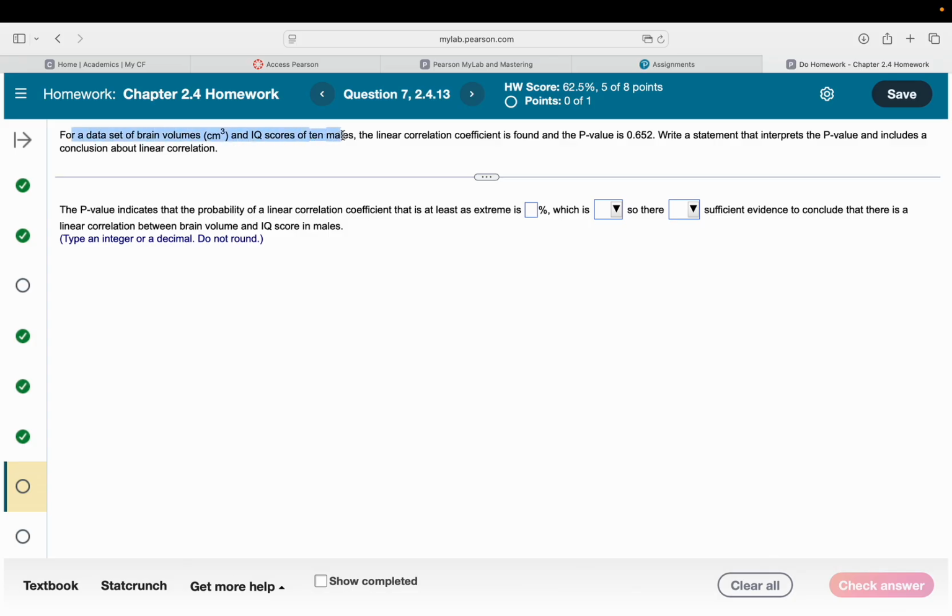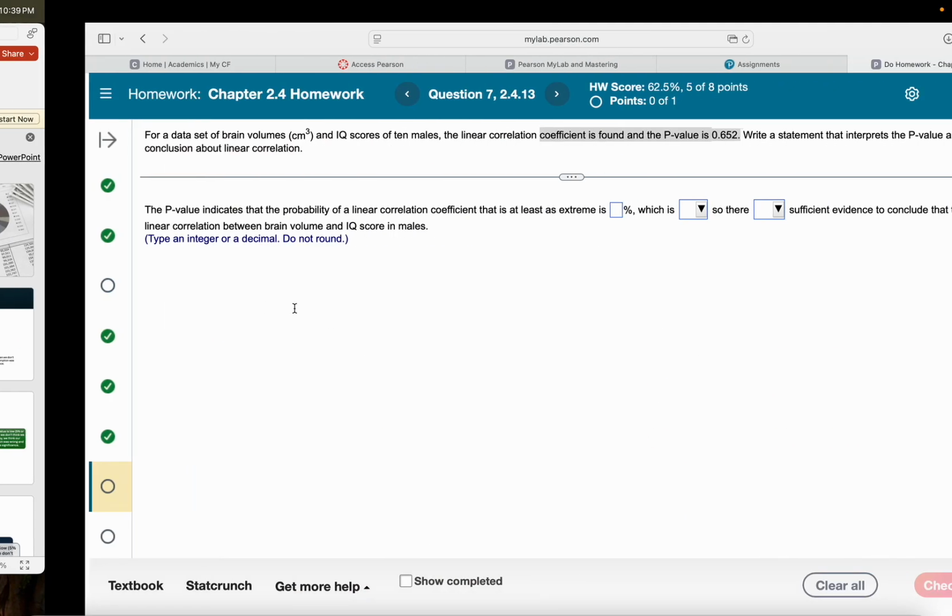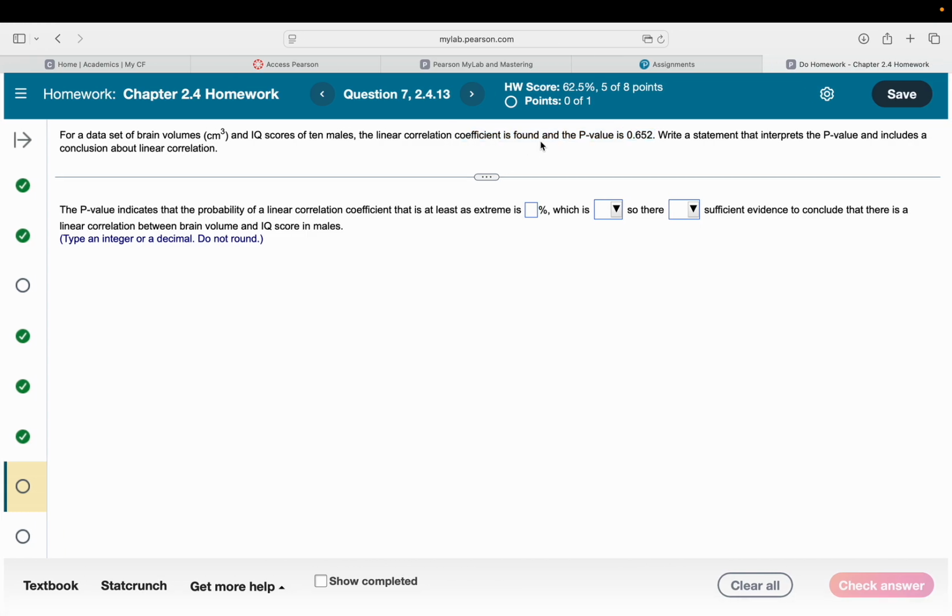We have brain volumes and IQ scores of males. And we got a p-value of 65.2%. Now, the question is, what does it mean to have no significance? Well, no significance means I don't think that they're correlated at all. And so I got by chance a result that would happen about 65% of the time if it wasn't correlated. Right? 0.65 translates to about 65%.